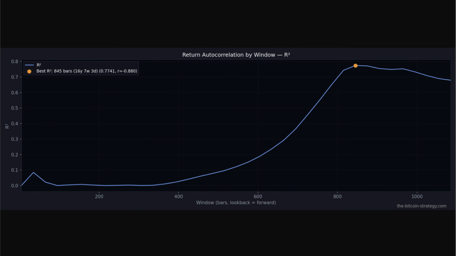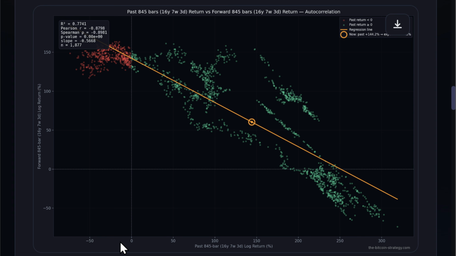When we don't take daily data, but weekly data instead, the best R squared is over here. It's at 845 weeks, or close to 16 years. That's how long the gold cycles last. At the bottom, we've got the performance of gold over the last 16 years. And here on the left, on the y-axis, we've got the forward-looking return. And this here now represents the data points much better.